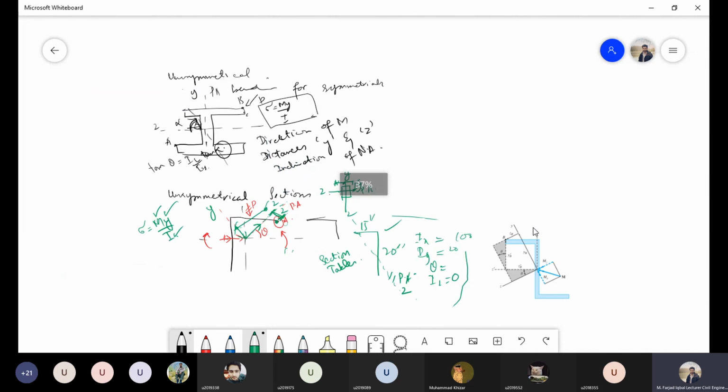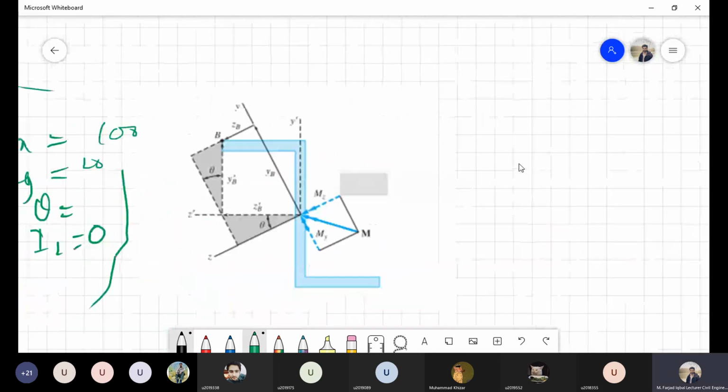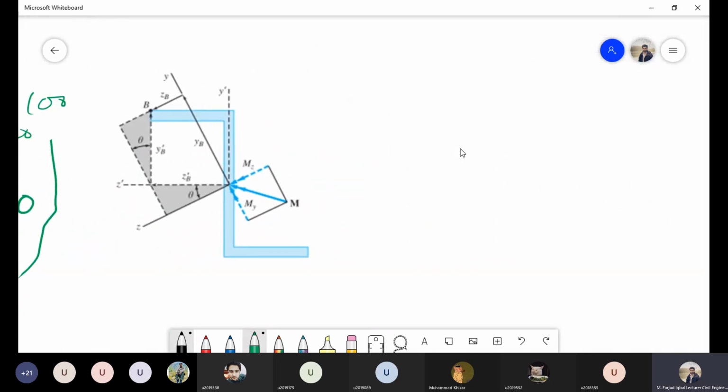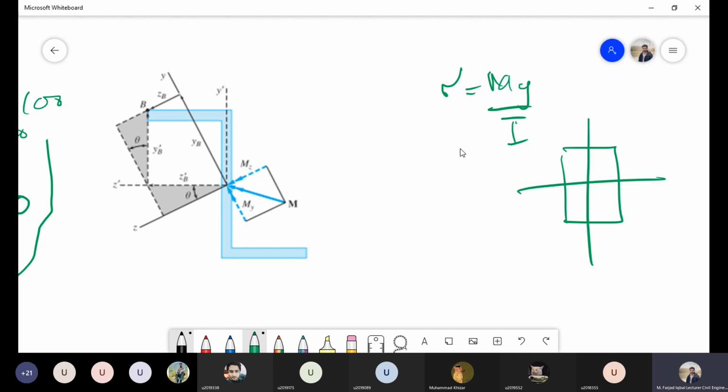Now, before moving on to the example problem, I just want to explain a simple concept. Just like I told you before, in the case of a symmetrical section, if I have to apply this particular equation, this y distance is the distance from this horizontal axis to the point on which I have to calculate the stress. But in the case of an unsymmetrical section, the idea gets different.